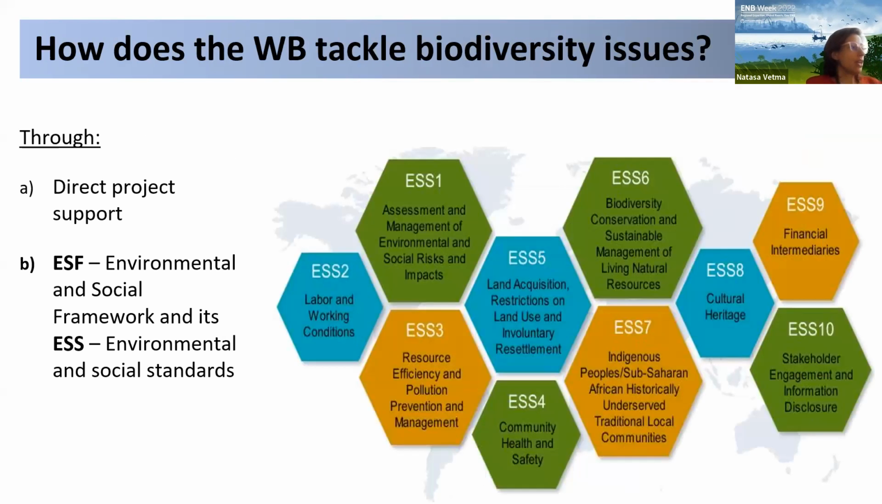So when we talk about ESS6, I just wanted to give you a short background on what this ESS6 is and where it comes from, and how the World Bank actually tackles the biodiversity issue. There are two ways. First is direct project support, that means you have a project that deals with biodiversity, conservation, etc. And that is a project that has a clear objective of preserving biodiversity.